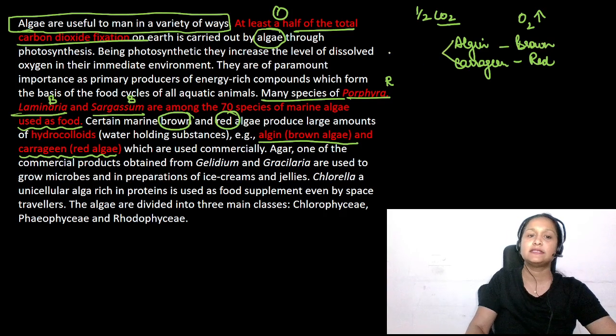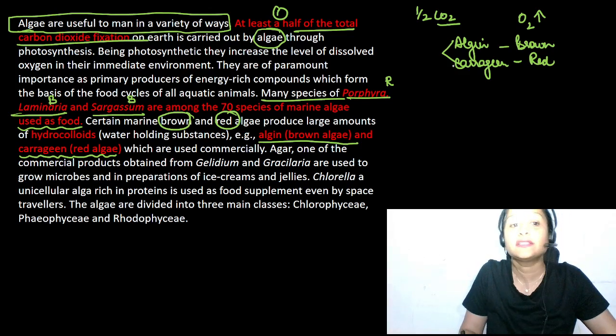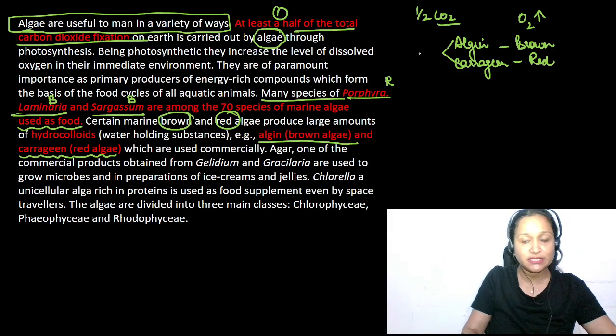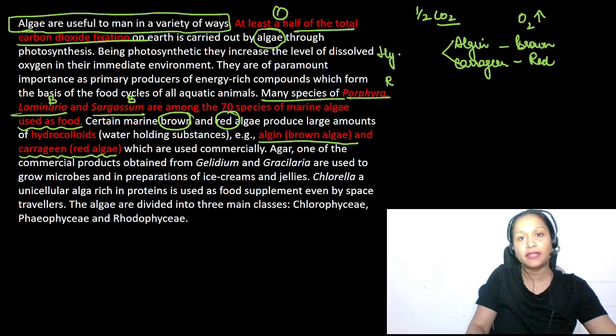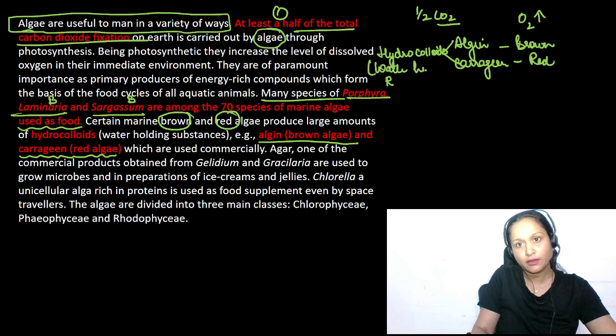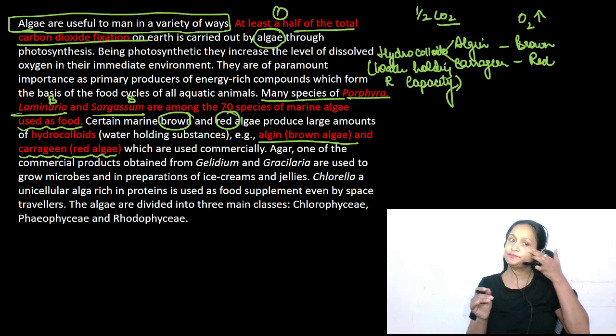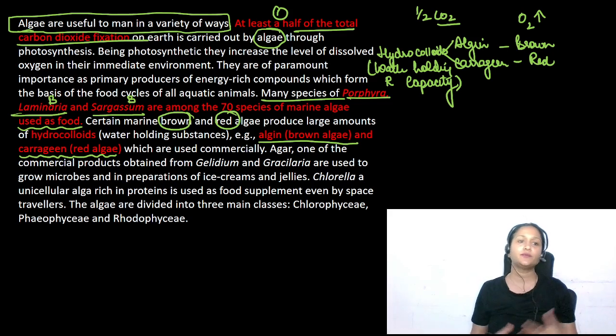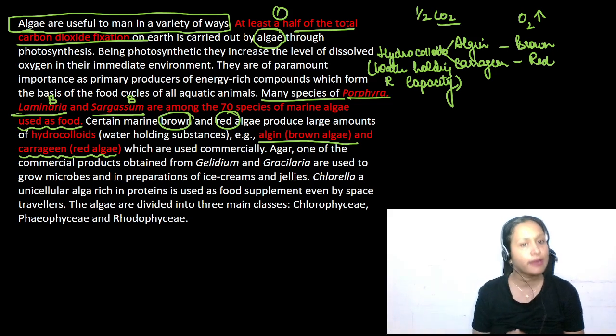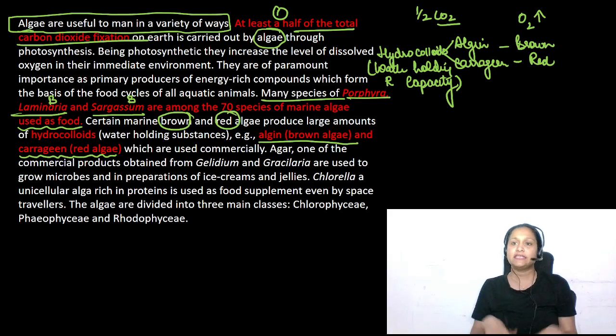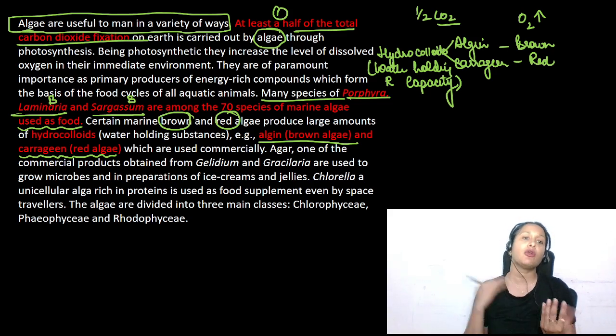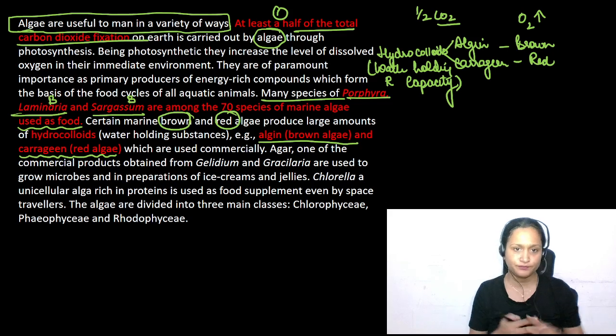These are algae. These are the substances which have water holding capacity, so these are called hydrocolloids. They have water holding capacity. Isn't it? Algin and carrageen. So remember this, algin is obtained from brown algae and carrageen is obtained from red algae. And these are used in your creams, in your jellies, jams and all.